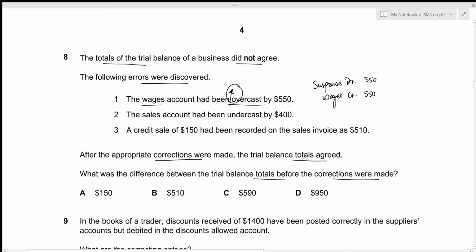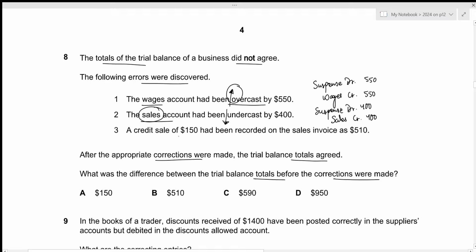Now for the second error, the sales account had been undercast by 400. If something is being undercast, it means that we need to add its value on the correct side. We're talking about sales, which is a part of our income, so it should be recorded on the credit side. So on the credit side, we'll have sales with 400, and that is the only correcting entry, which means that on the debit side, we'll have suspense.